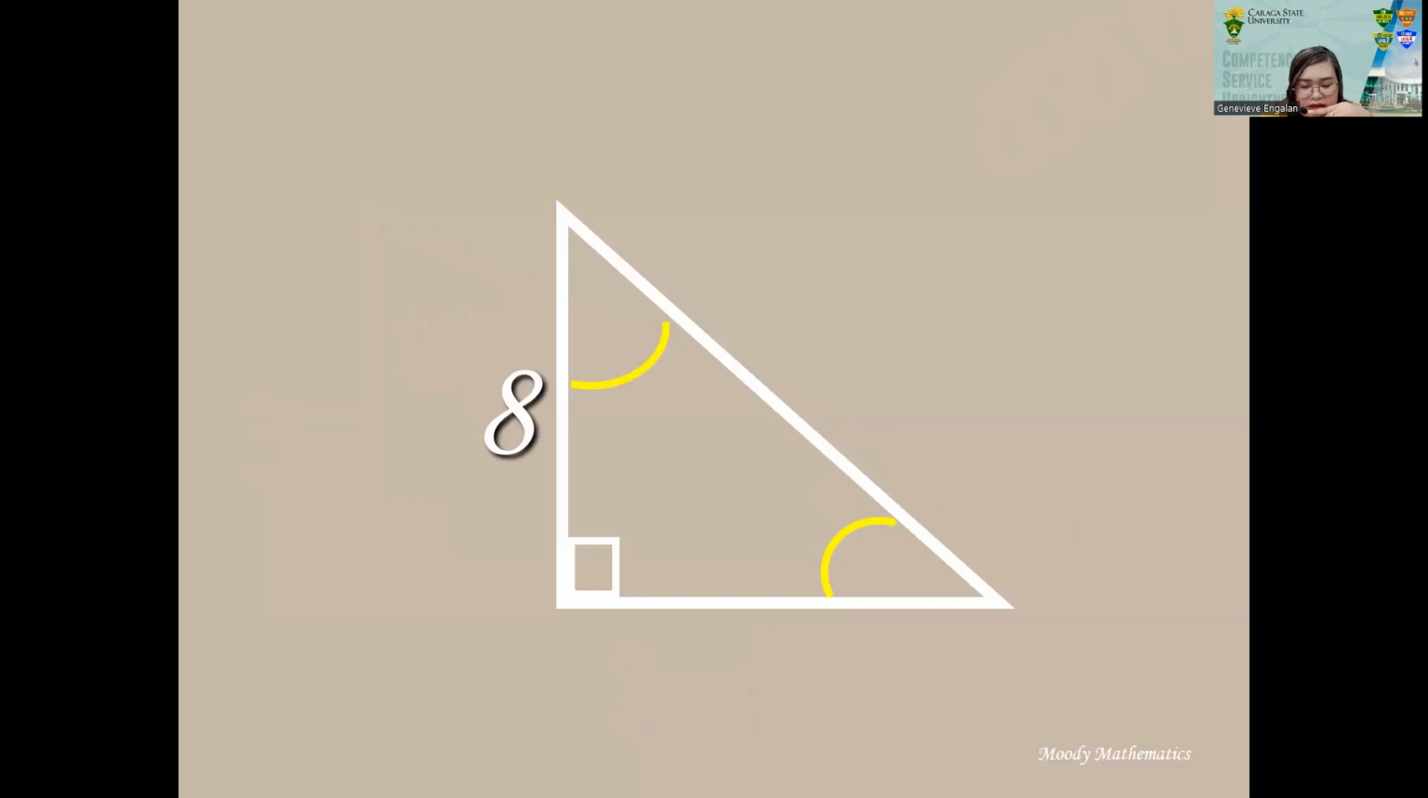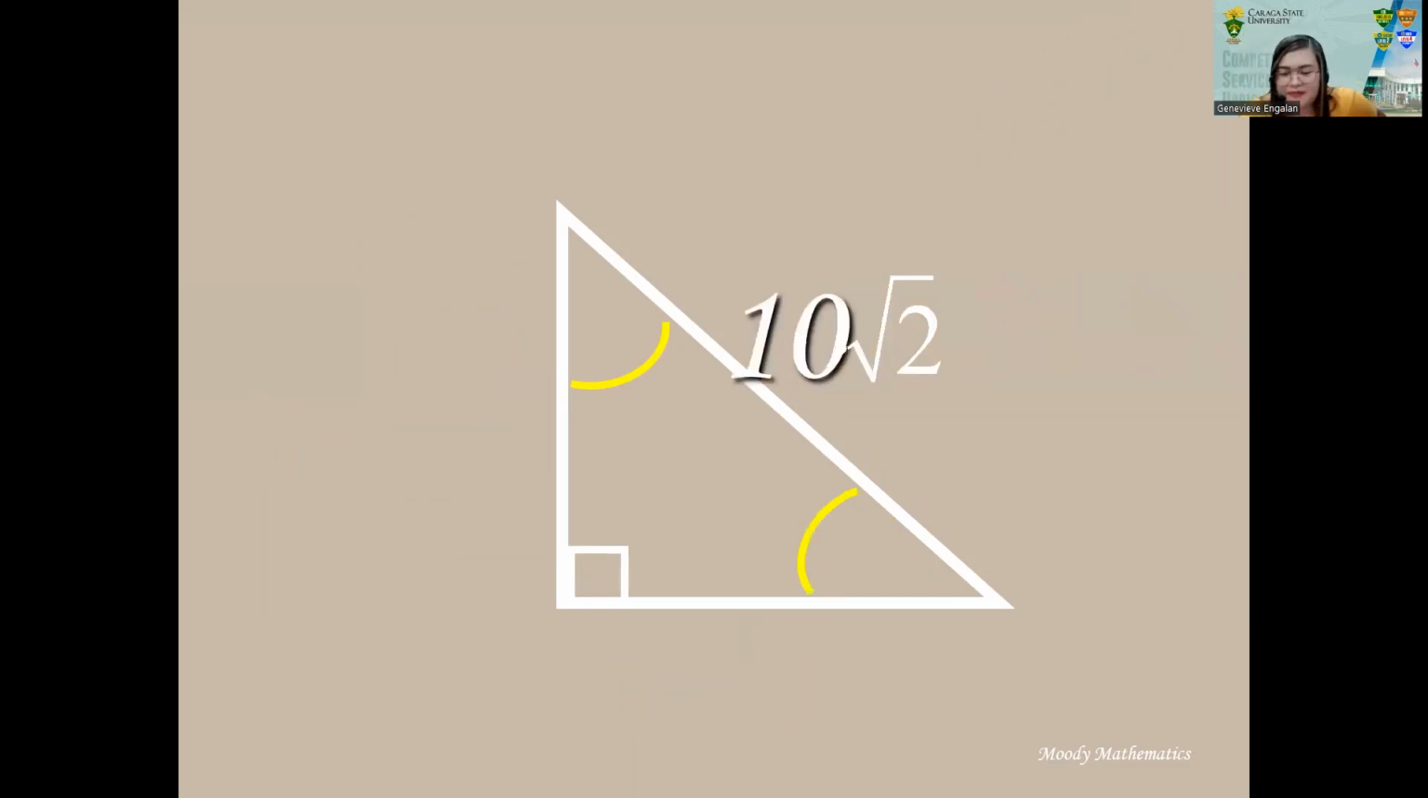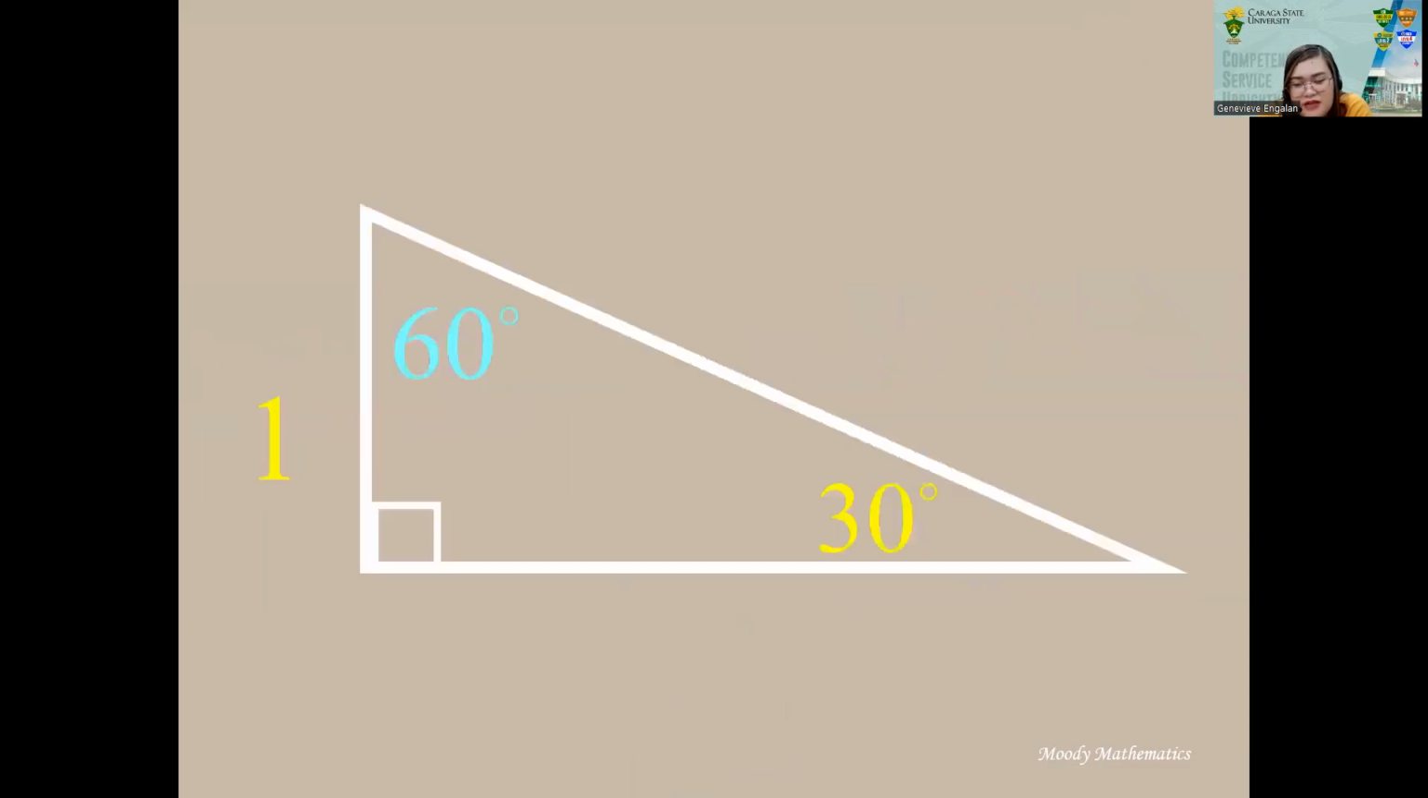8 ni ang isa ka leg will be 8. How about the hypotenuse? 8 square root of 2. Okay, this is 45, 45, 90. Okay, ma'am. Okay, so if you have 10 square root of 2, unsa may measure sa legs? 10. And if you have a 30, 60, 90 and the shorter leg is 1, unsa ang hypotenuse?